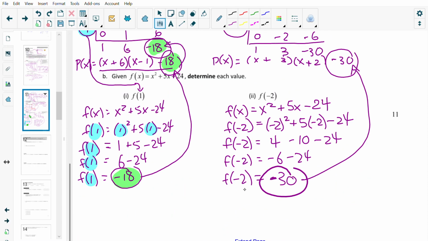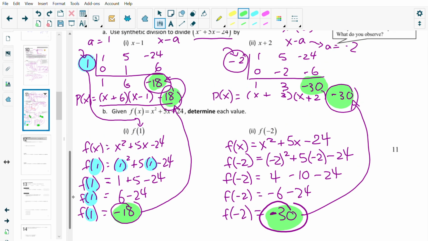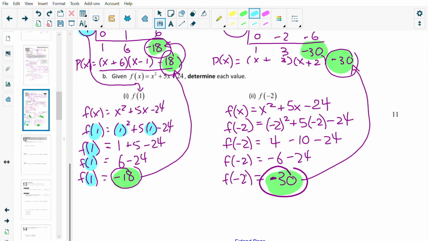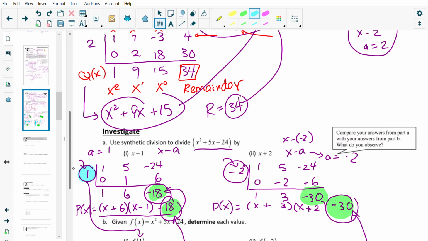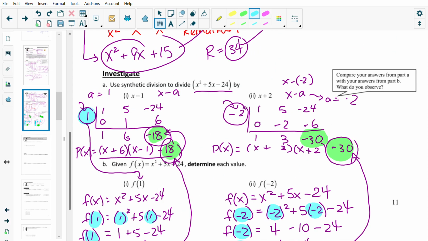Also, what else do we got here? f of negative 2. Well, negative 2, that's our divisor, so let's highlight these. Negative 30, negative 30. In our synthetic division, there's the negative 30. What about the x value? Negative 2, negative 2. Well, that's our divisor.